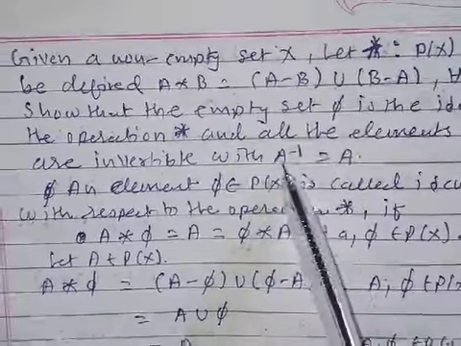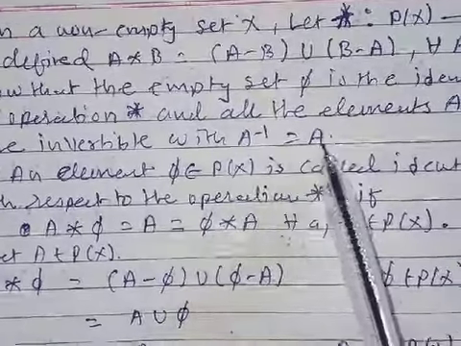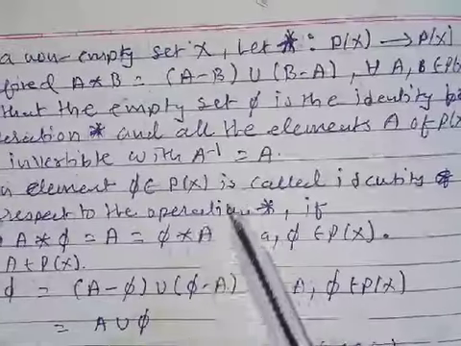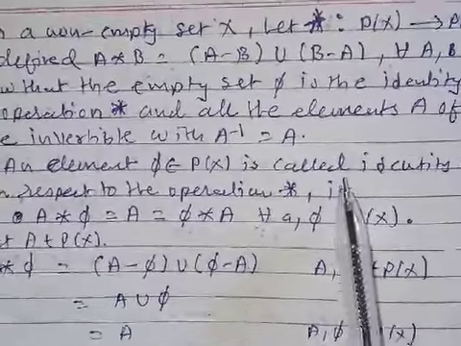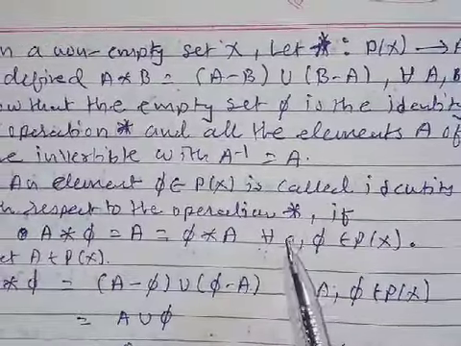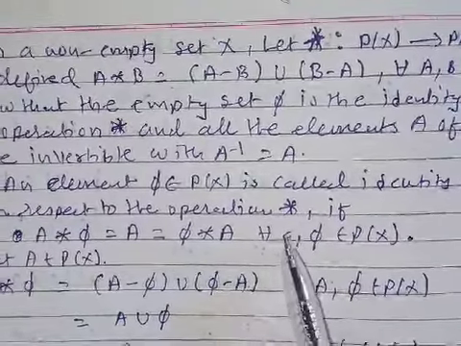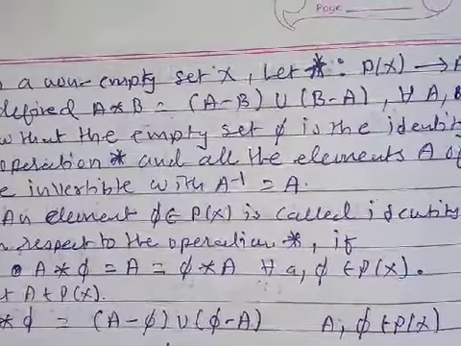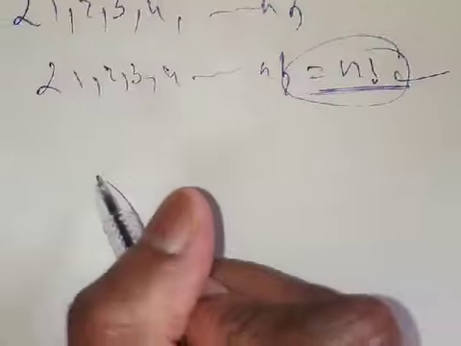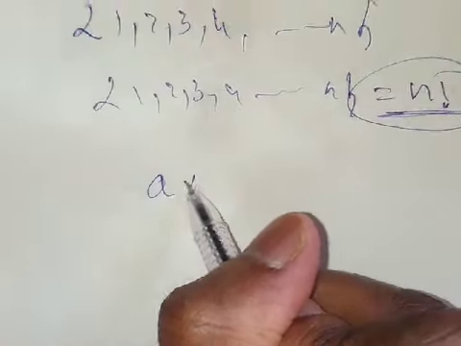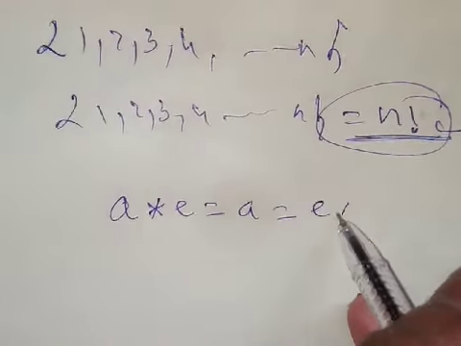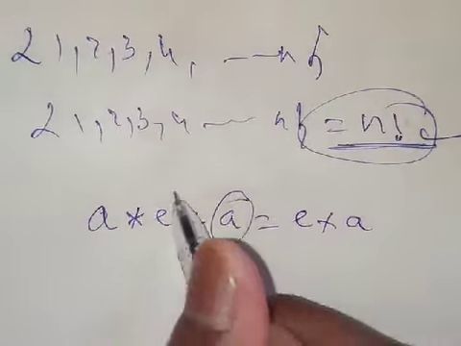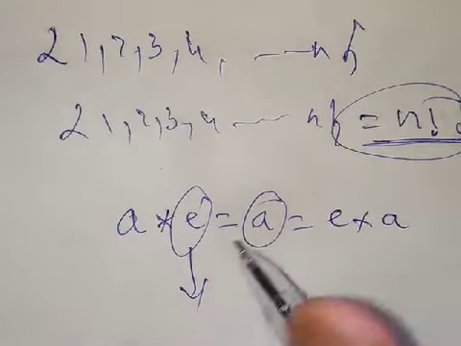We have to prove that the inverse of A is A. Inverse of A is equal to A. Okay, in short. What is the identity element? What we have to prove, according to the definition, you know that if small a star E is equal to a, is equal to E star a, then we say E is the identity element.